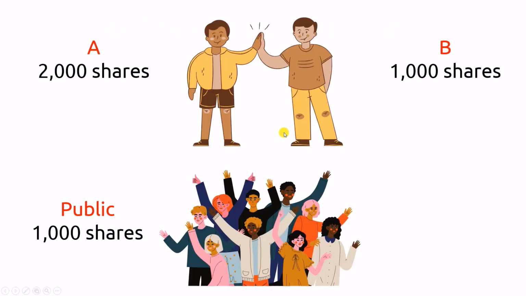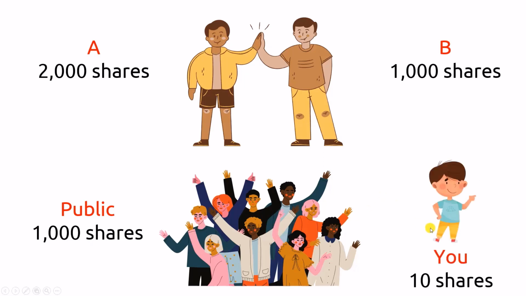And we'll take this example. Let us say a company has a total of 4,000 shares, and let us say 3,000 are with promoters and 1,000 shares are with the public. Now let us take a case of you. This is you, and you are one of the public who has 10 shares. Public has 1,000 shares, and out of these 1,000 shares you have 10 shares of this company. I'm going to take you as an example.